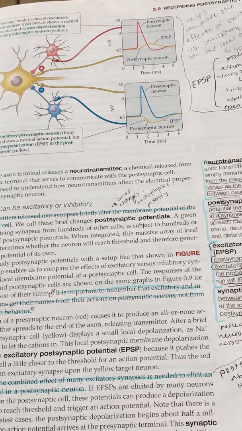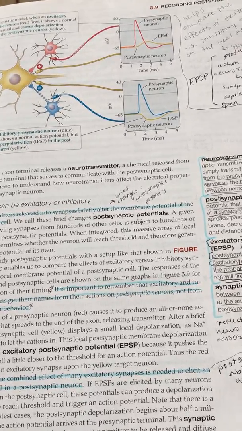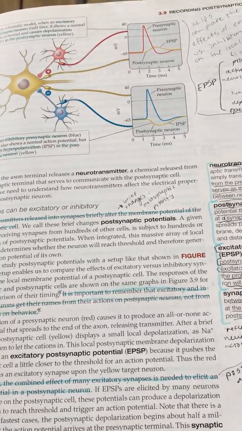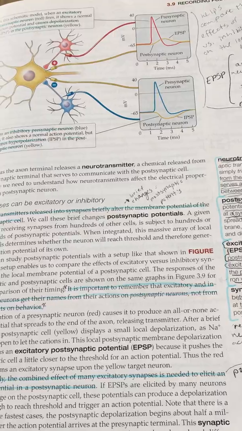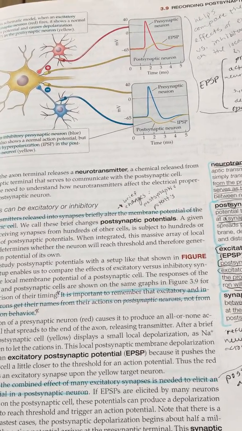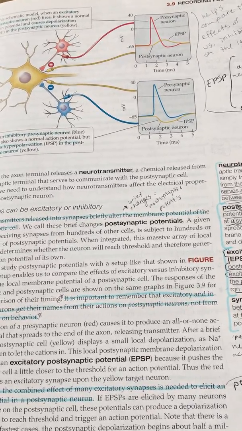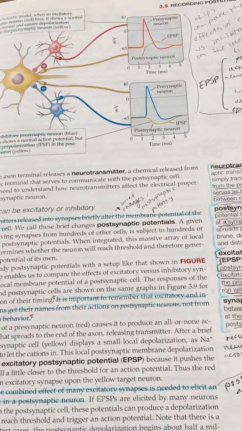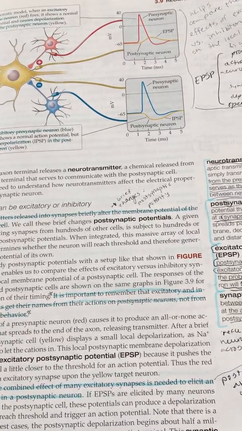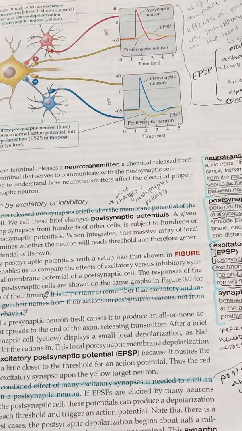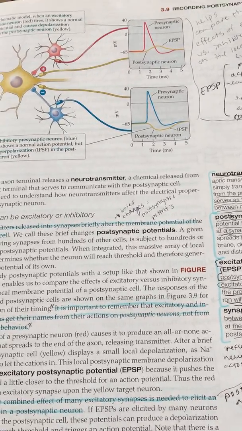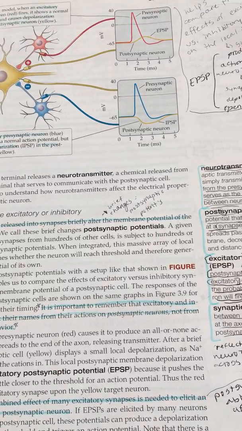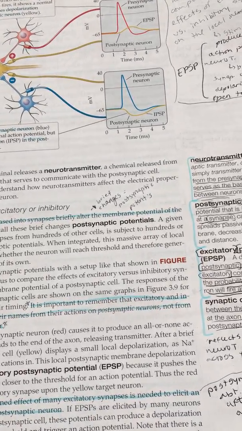It is important to remember that excitatory and inhibitory neurons get their names because of their actions on postsynaptic neurons, not because of how they affect behavior. So an excitatory postsynaptic potential, known as an EPSP, depolarizes potential in the postsynaptic neuron. It is initiated by stimulation at a synapse, and it is caused by excitatory connections. Excitatory postsynaptic potentials increase the probability that the postsynaptic neuron will fire an action potential.